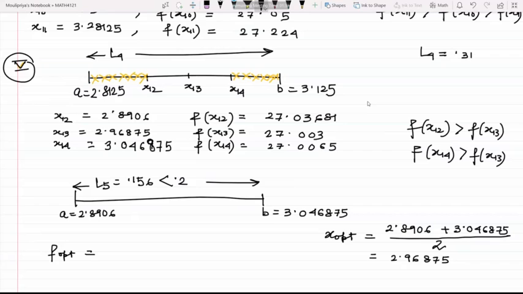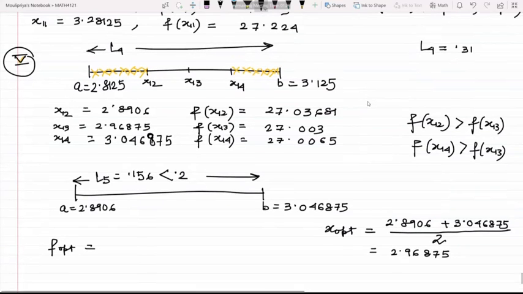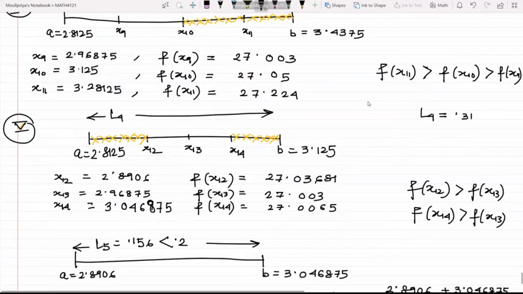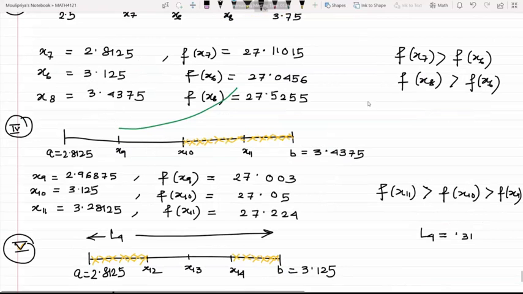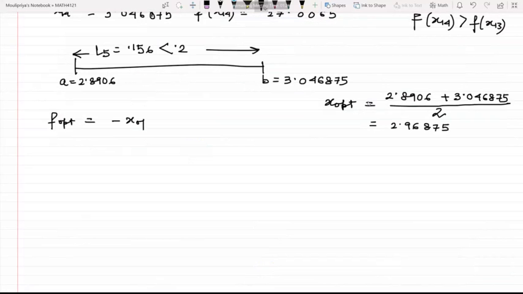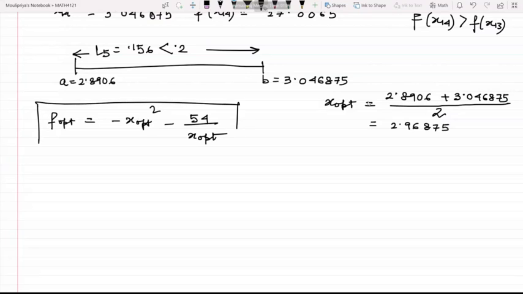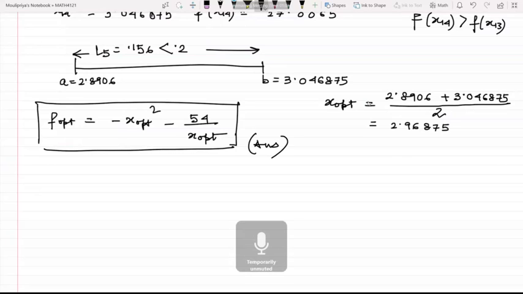Just one thing to say here: we need to calculate f optimum. The need was actually to maximize the given function, so it is going to be minus x optimum square minus 54 by x optimum. Calculating this is going to give us the answer. This is the answer that we want. Okay?